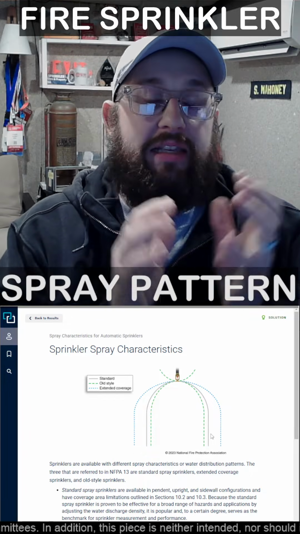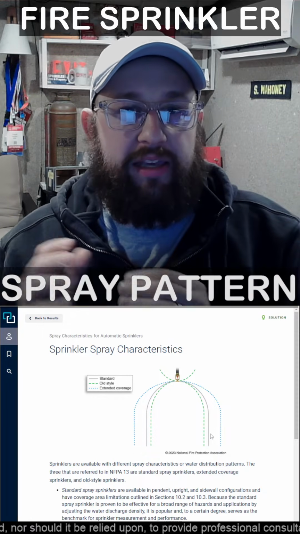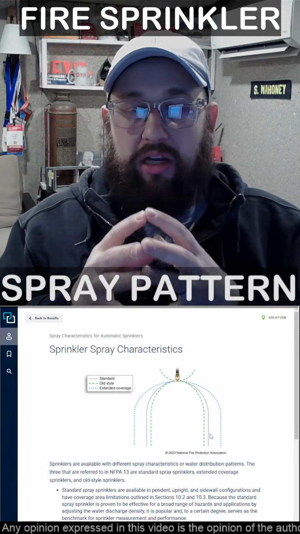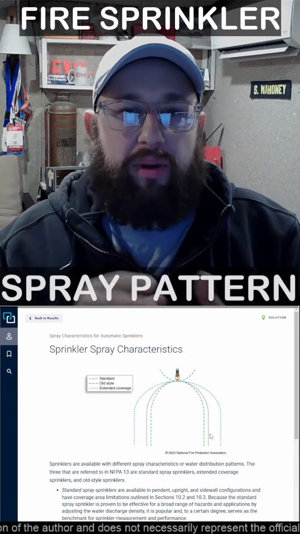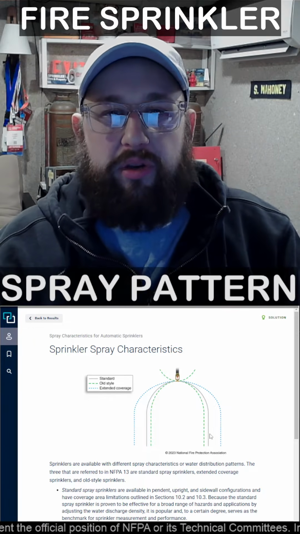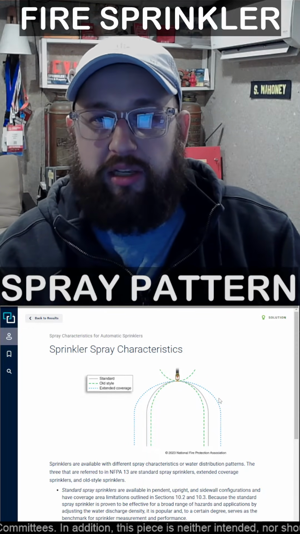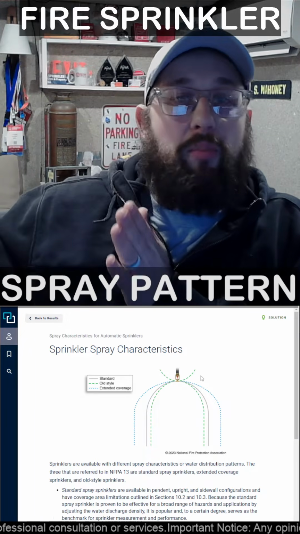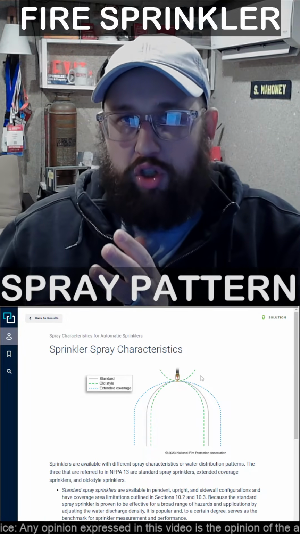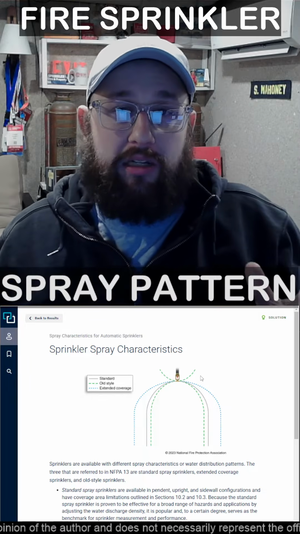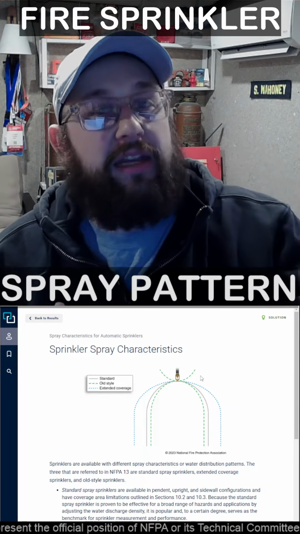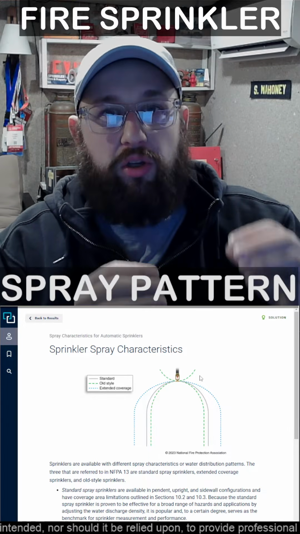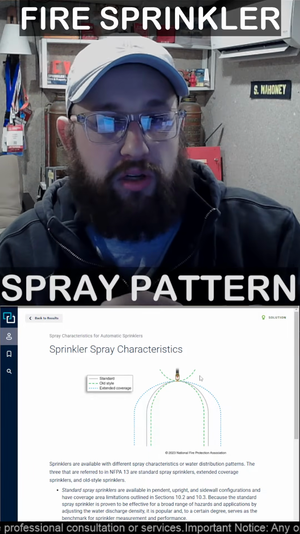Now we have extended coverage sprinklers. These are sprinklers that are listed to cover a larger area, and typically they do it by requiring a higher pressure. You can see that extended coverage sprinklers can cover a larger area, which means they're going to be further apart from each other in the design when they're installed in a building. So that's what an extended coverage sprinkler is. Now NFPA 13 again has an entire chapter that goes over the placement requirements for extended coverage, which is different than the requirements for standard coverage.